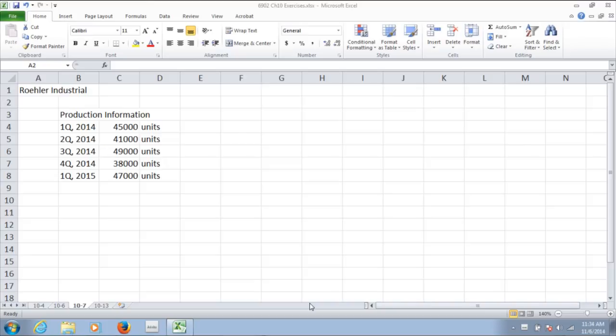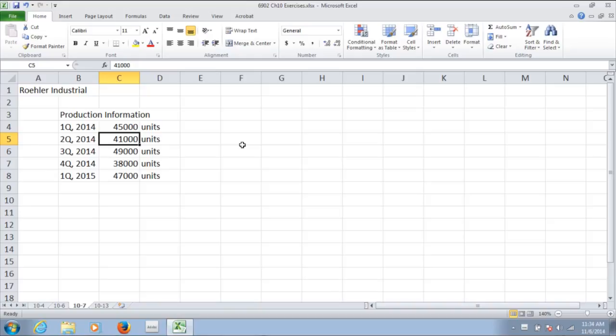In exercise 10.7, we consider the case of Roller Industrial. And our task here is to develop a purchasing budget, or in other words, direct materials purchases budget for each quarter of 2014. The purchasing budget will follow from the production budget, and so this is why we have our information in columns B and C on production information for 2014 leading into 2015.